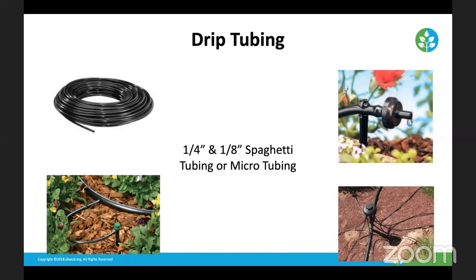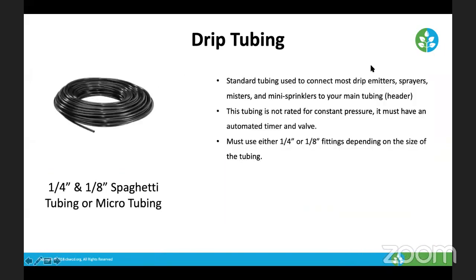Awesome. And by the way, we will have a section after the component section to answer any questions that you may have. So 1/4 inch and 1/8 inch spaghetti tubing, also called micro tubing. Next slide, please. Awesome. So this is a standard tubing that you usually connect drip emitters, sprayers, misters, and mini sprinklers to.